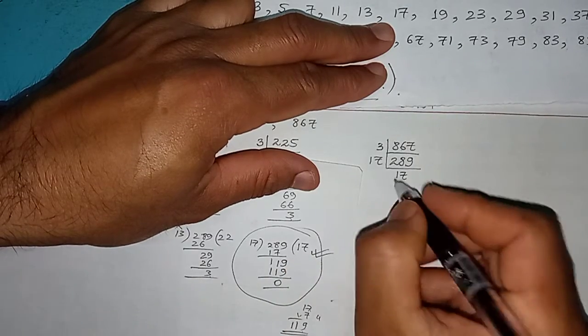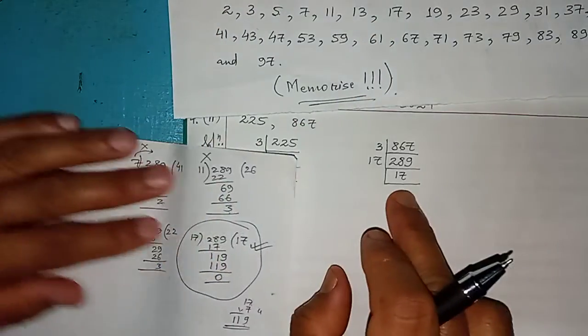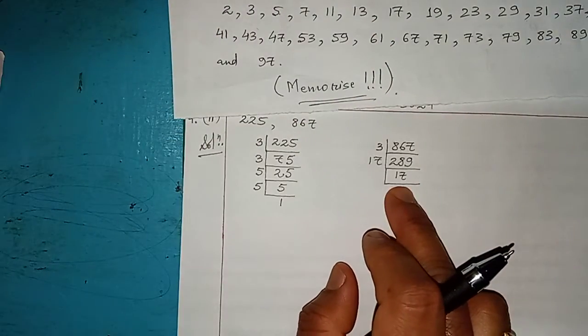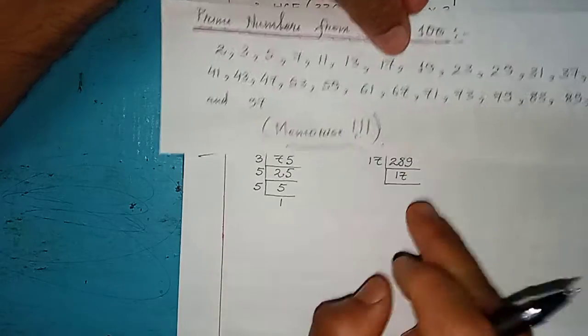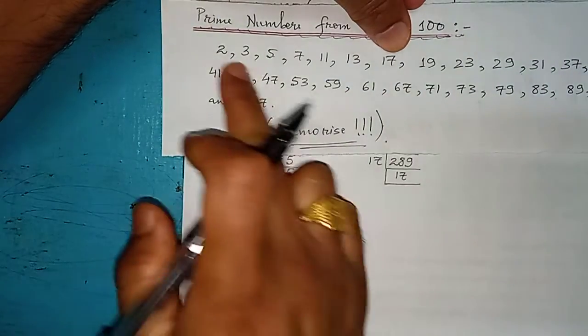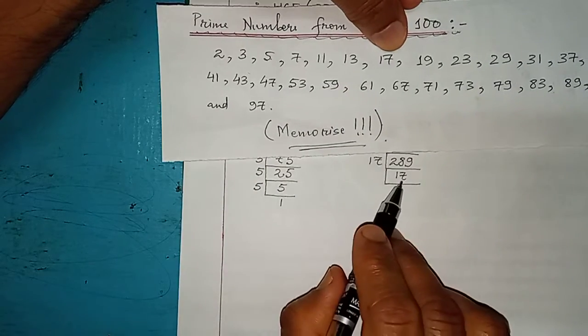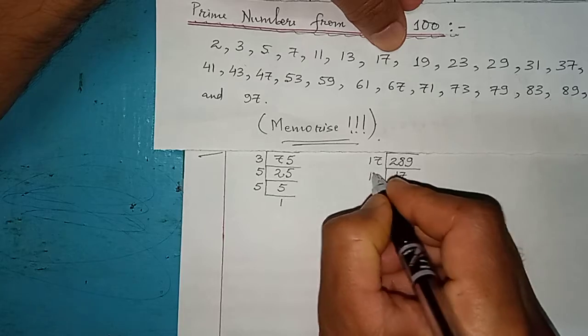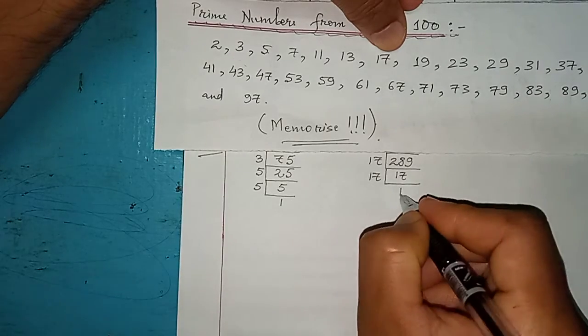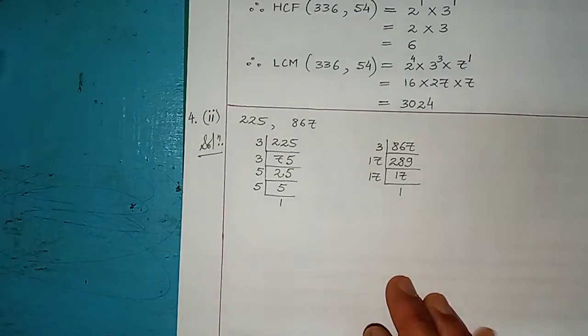Now look. We have to continue further. But you see that we have got 17 here, and we all know that 17 itself is a prime number. And I've been telling you always in all the videos that whenever you see any prime number coming here, then directly divide by itself. So this 17 prime number will divide by itself. 17 ones are 17. Since we have got 1 here, that means we have finished the prime factorization here.